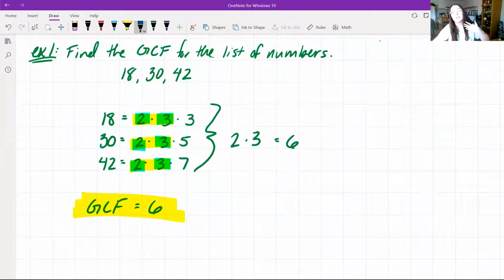And if we think about it, this is our greatest common factor, so it's going to be the number with the most value that is still a factor of each one of these numbers as well.